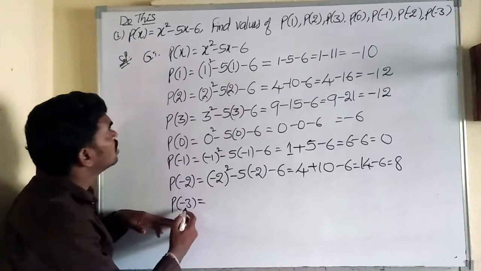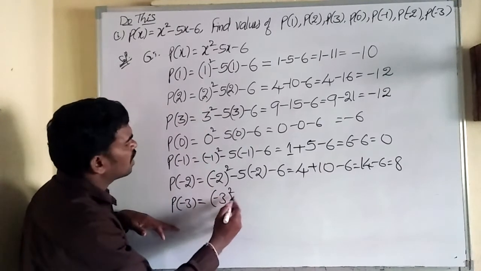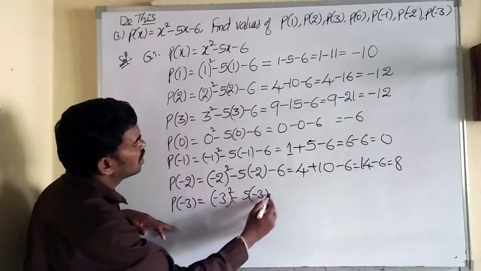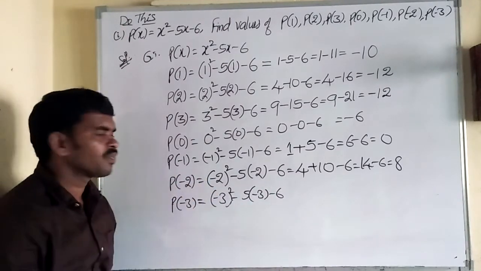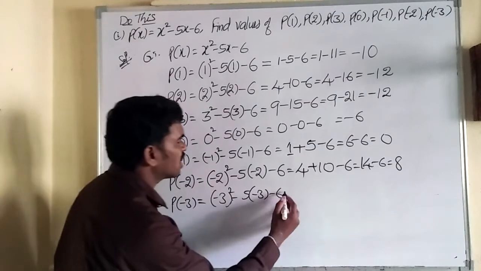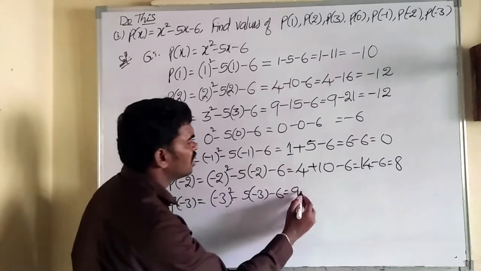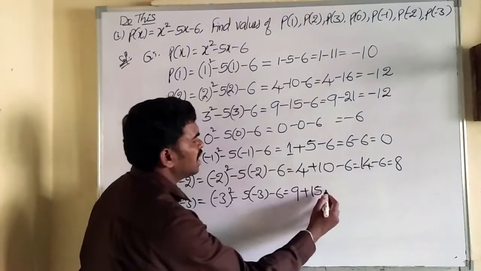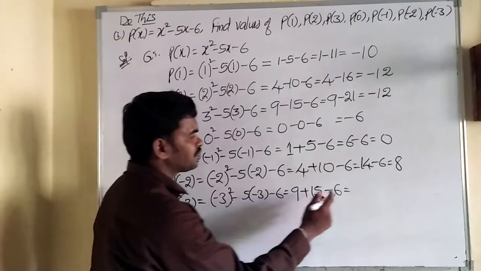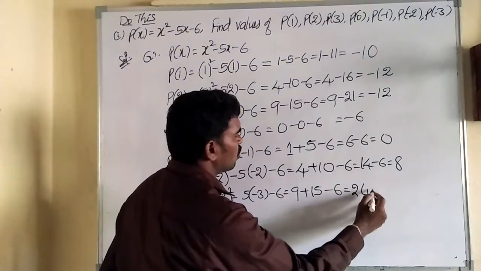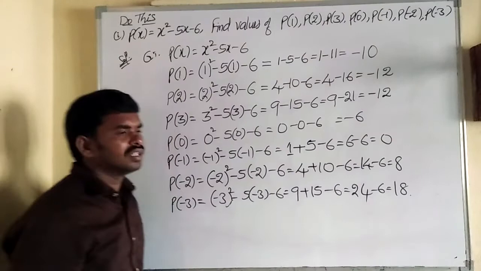Let us simplify this. Did you solve this? Minus 3 whole square minus 5 into minus 3 minus 6. Minus 3 whole square is minus 3 into minus 3, plus 9. Next, minus into minus plus, 5 into 3, 15. And remaining minus 6. 9 plus 15 is 24. 24 minus 6 becomes 18. This is the value.